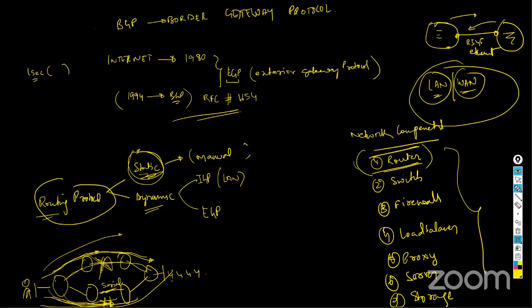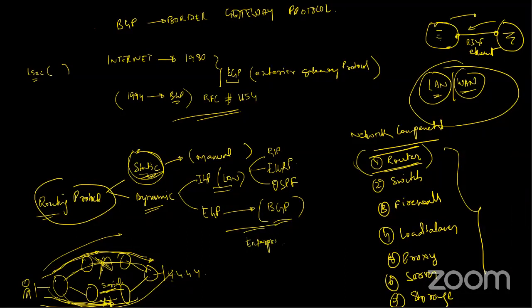When you talk about IGP, or a LAN protocol, you have three different protocols: RIP, EIGRP, and OSPF. Three different IGP dynamic protocols. In the case of EGP, exterior gateway protocol, you have only BGP. That's the best one to date. There is no replacement for BGP, at least in the enterprise and from the service provider point of view.